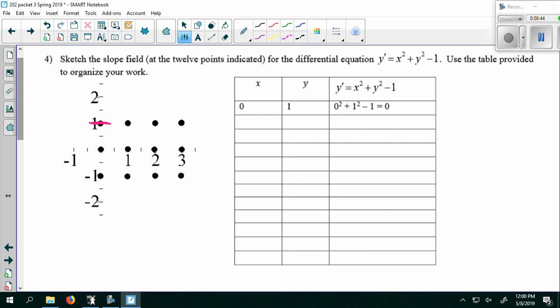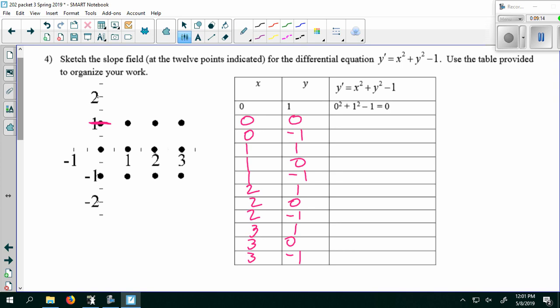Okay, so my 12 points are (0, 1), (0, 0), (0, -1), and that's all my zeros for x. And then I have (1, 1), (1, 0), (1, -1), (2, 1), (2, 0), (2, -1), (3, 1), (3, 0), (3, -1). And then I'm going to plug all these into the differential equation to get some slopes.